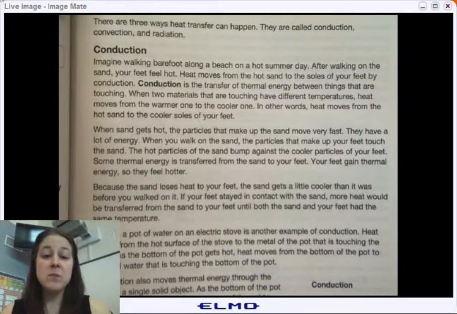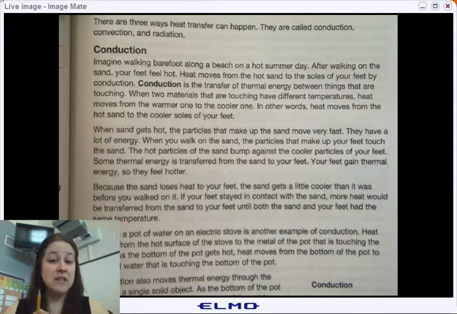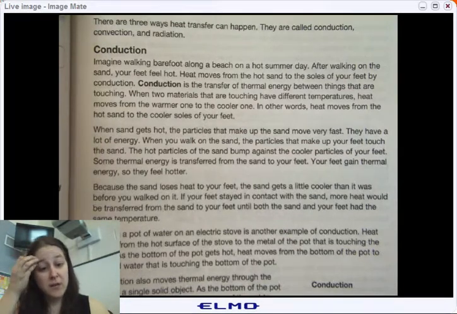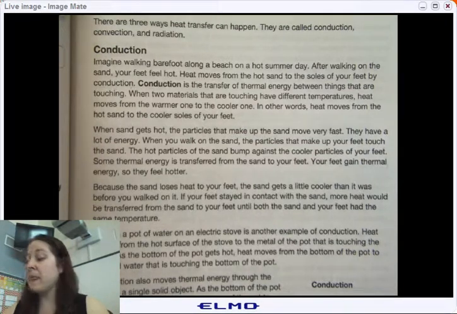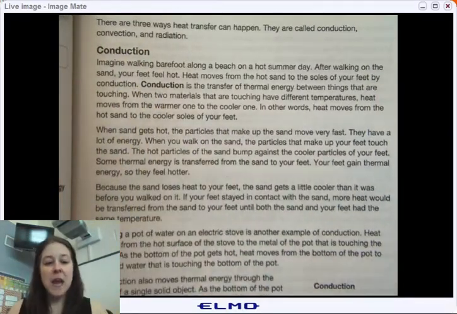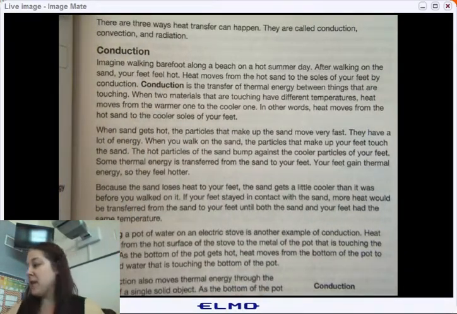When sand gets hot, the particles that make up the sand move very fast. They have a lot of energy. When you walk on the sand, the particles that make up your feet touch the sand. The hot particles of the sand bump against the cooler particles of your feet. Some thermal energy is transferred from the sand to your feet. Your feet gain thermal energy, so they feel hotter. So the sand is transferring heat into your feet, and this is conduction. Think about it. Conduction, it's touching. You can't have conduction unless you are touching another object.